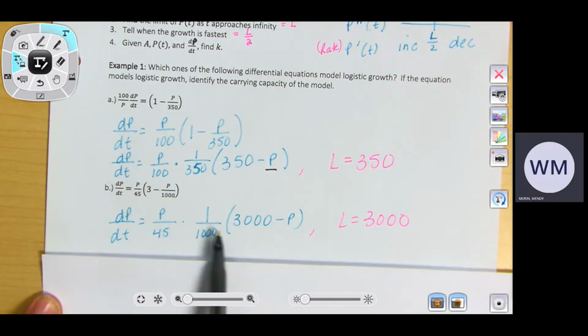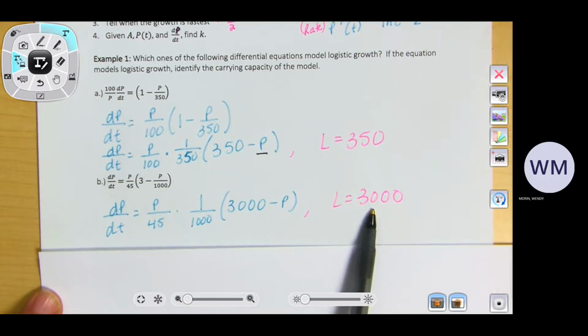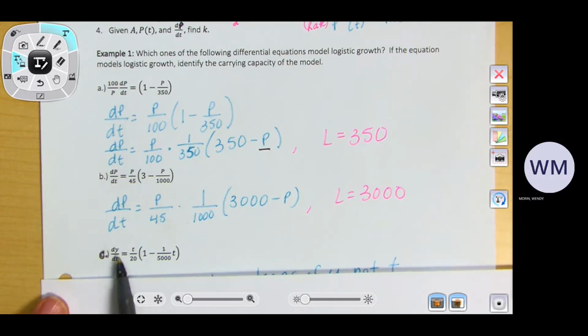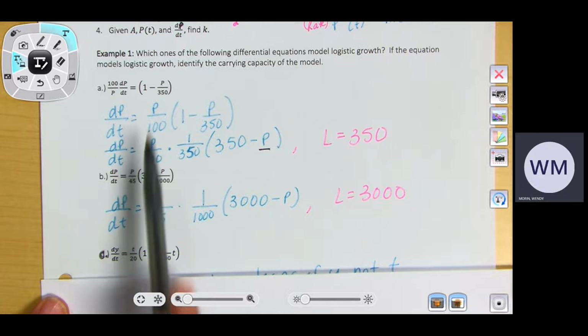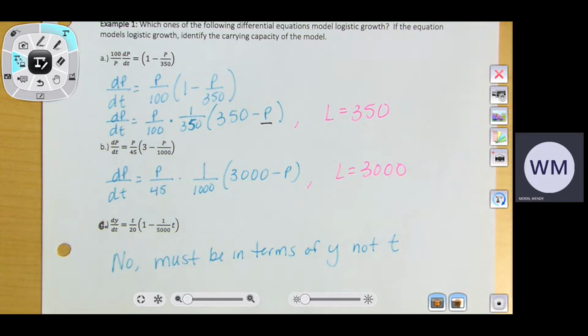Factoring out is dividing by 1 over 1,000, which is the same thing as multiplying by 1,000. So mathematically, this is what you would have left over using your algebra skills, and my carrying capacity is 3,000. Okay, and then the last one, dy dt, which is the mistake that I made, the typo that I made above.